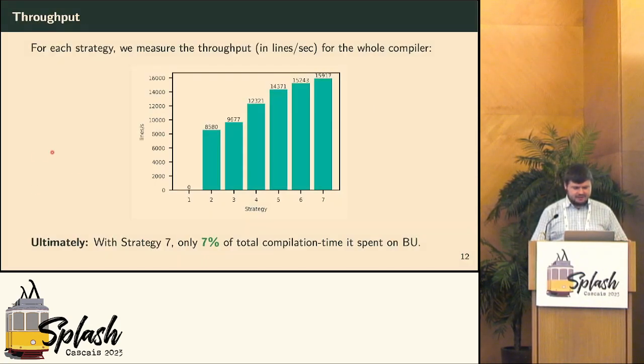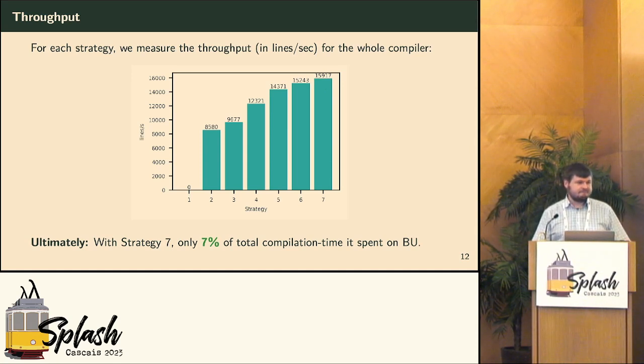Okay, so these are the results in one slide. This is the throughput of the compiler. The first strategy doesn't work, so there's no column at all. For the other strategies, we can see that as we go down the strategies, performance improves. In particular, strategy 7, the kitchen sink, if you will, is the one that achieves the best performance.